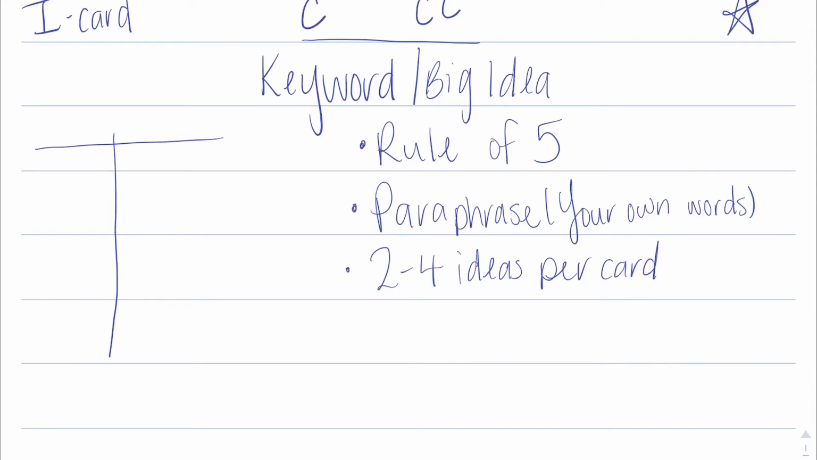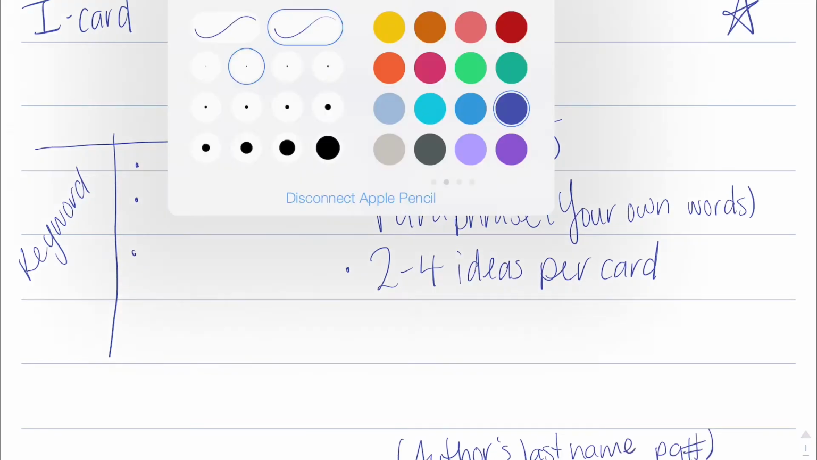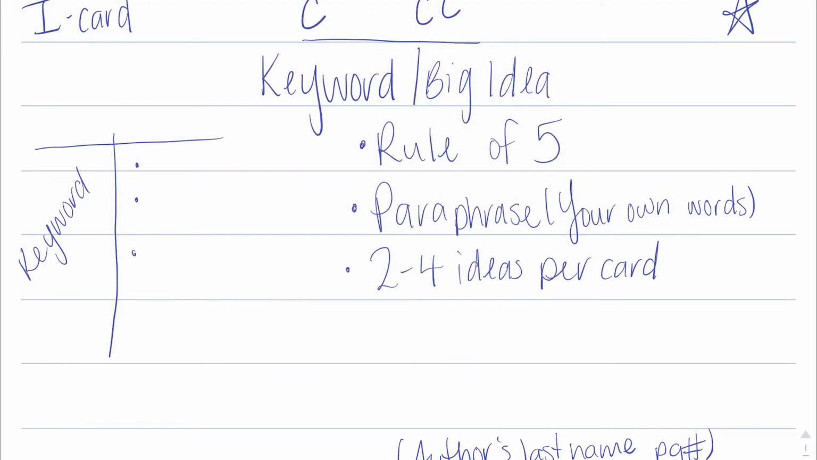If you choose to use the T-chart, you would have your keyword on this side, and then you would include your jot dots on the right-hand side. Your final step for an information card is to cite your source. Hopefully, your source has an author. If it does, you will state the author's last name, and the page number. Here's an example of what that would look like. Here's the author's last name, and then the page number is 17.